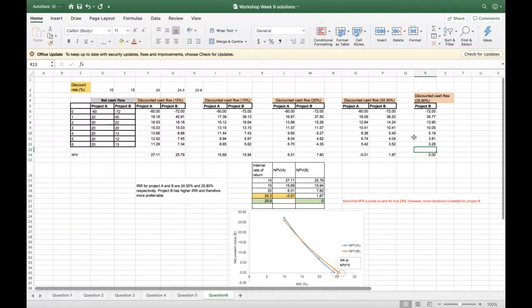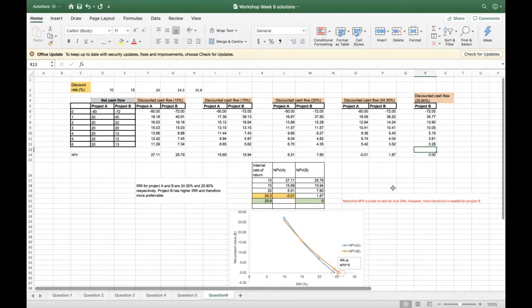Now in this question, conveniently in the solution, the exact discount rate where the net present value for project A is zero is given to you. But practically in your exam, you can consider another discount rate of 25% after 20%, and 30% after 25%, right? By doing all of that, you will see that for project A, the net present value is nearing zero somewhere near 25%, and the net present value of project B becomes zero at 25.8%.